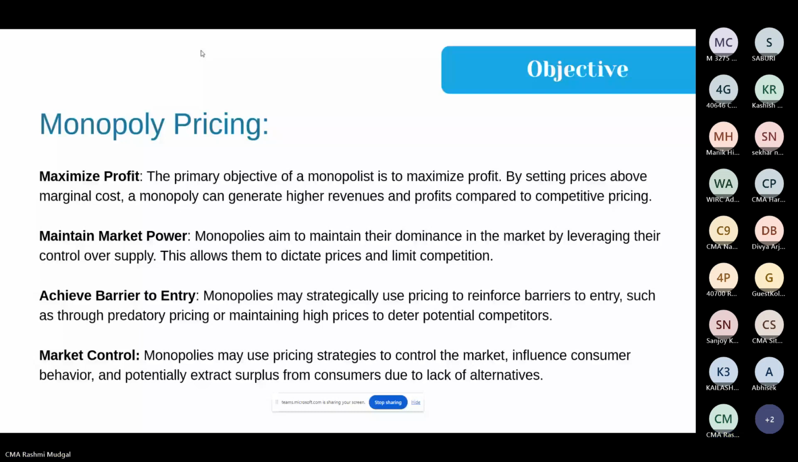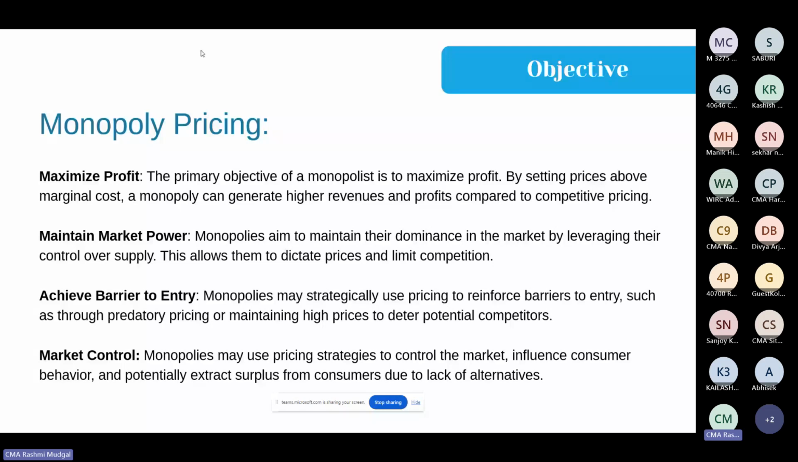Market control: they want to control the market, they influence customer behavior, and extract the surplus of the consumer due to lack of alternative. There is no alternative to the product. I'm going to charge a little extra, 1 rupee, 2 rupees, 5 rupees extra, and in volume I'm going to get a good benefit out of it.